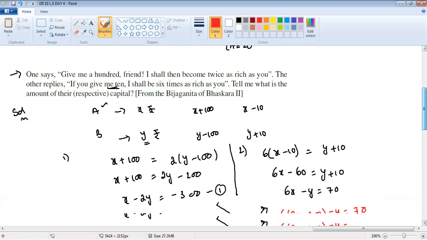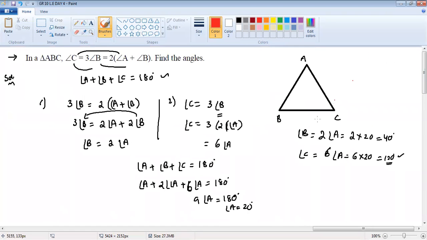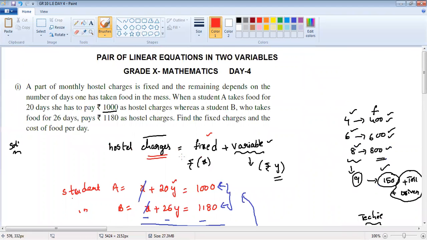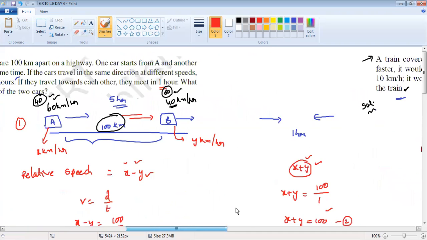Yes, sir. So with this problem, I'm stopping here. Today we have learned all the application-oriented questions from the textbook, and apart from that, additional questions we have done. This one, fixed charges, variable charges, and time and distance questions, and area of the rectangle questions we have done, and the optional exercise last question we have done.